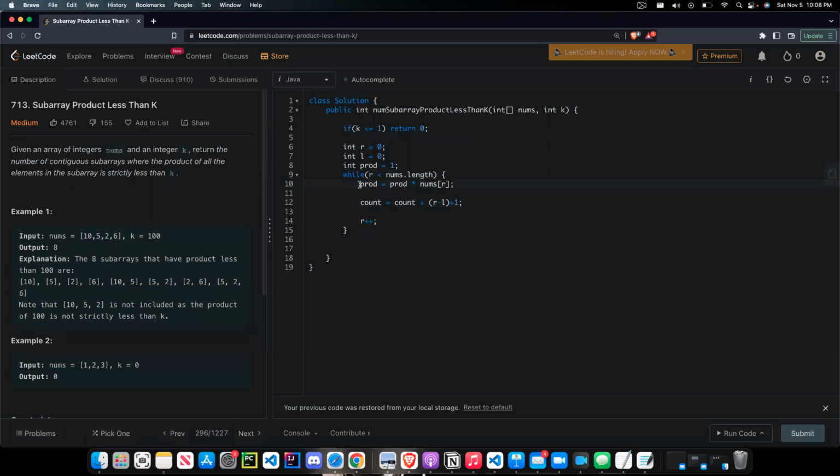So we're assuming that as we enter the while loop, product is equal to prod times nums of r. We're building the product and we're assuming that it's a valid case.